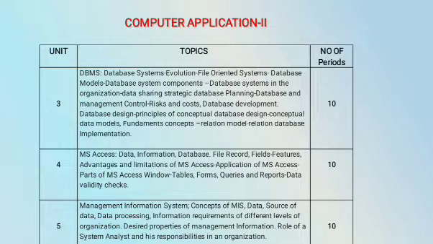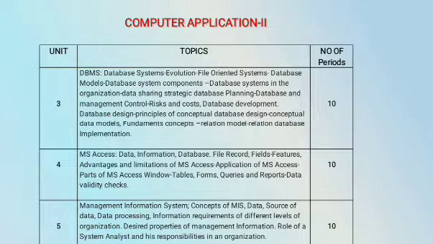Information requirements of different levels of an organization. In any organization and company, different types of information are required: top level management, middle level management and bottom level management. The top level management requires strategic information, long term policies they want to discuss. The middle level requires tactical information, and the bottom level requires operational information, day by day information.